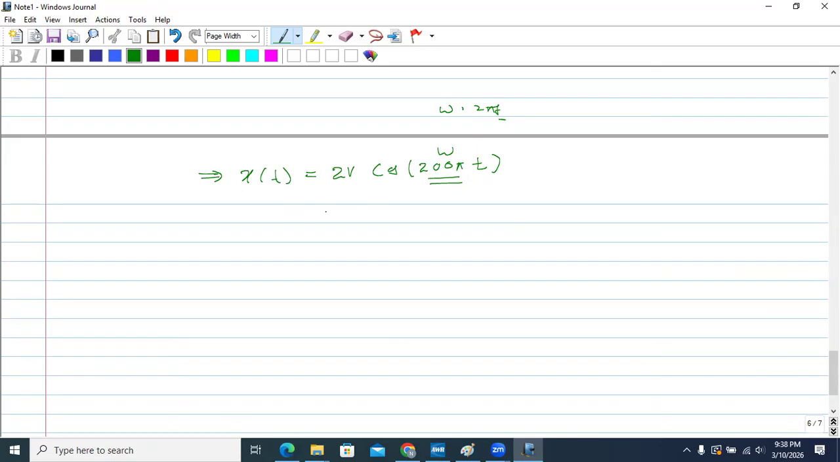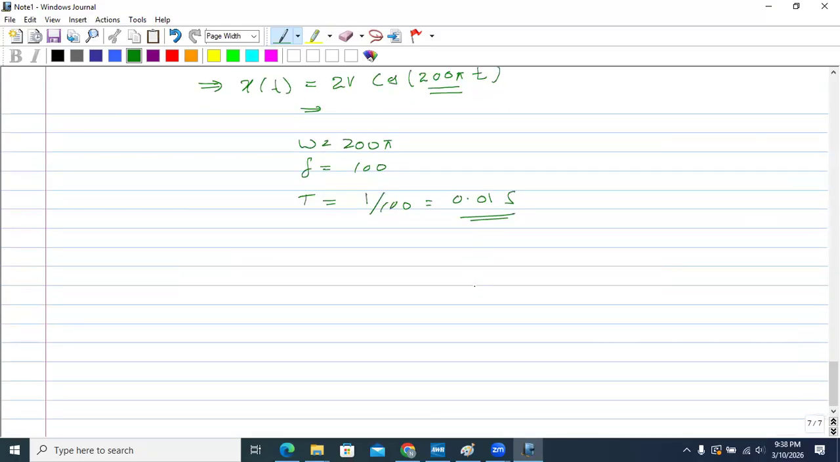Now first you need to draw this signal. You should be able to draw this signal. So how to draw this? You know that omega is 205. If omega is 205, f is 100. If f is 100, what is T, the period? That is 1 over 100, that means 0.01 second. This is the period. So you can draw the cos signal.